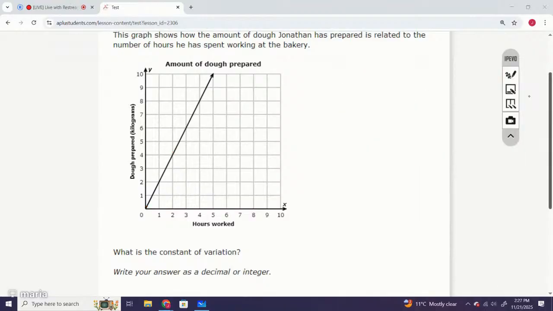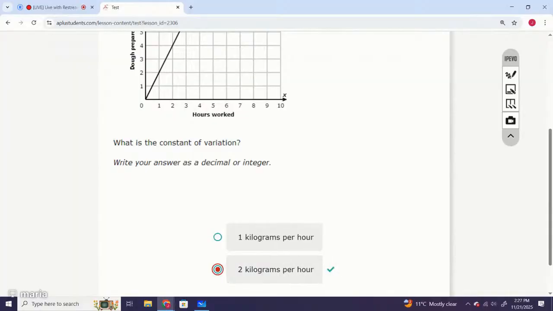So the correct option is 2 kilograms per hour.